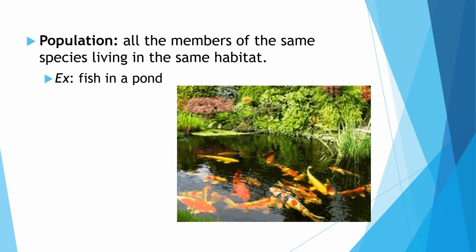All the fish in a pond. Another example would be, say, all of the deer in a forest ecosystem. So all of the organisms of the same species in the habitat. Okay, so all the deer, all the fish, all the wolves, all the frogs, those groups of specific species make up a population. Quickly highlight that population.